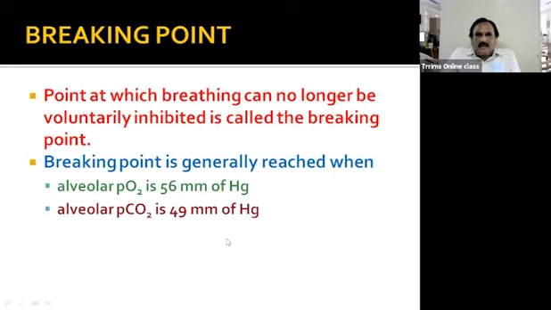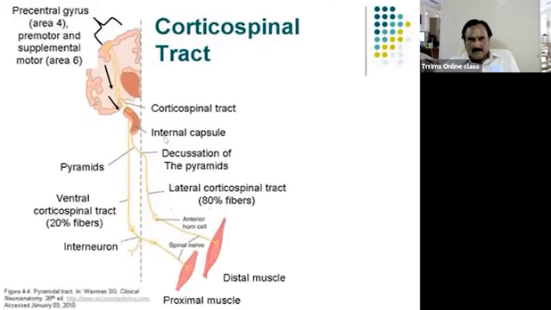What exactly is the breaking point? That is not the point where you break something. Breaking point is the point at which breathing can no longer be voluntarily inhibited. It is generally reached when the alveolar oxygen tension is 56 millimeters of mercury, or carbon dioxide tension is 49 millimeters of mercury. This is another commonly asked short note question, the breaking point.